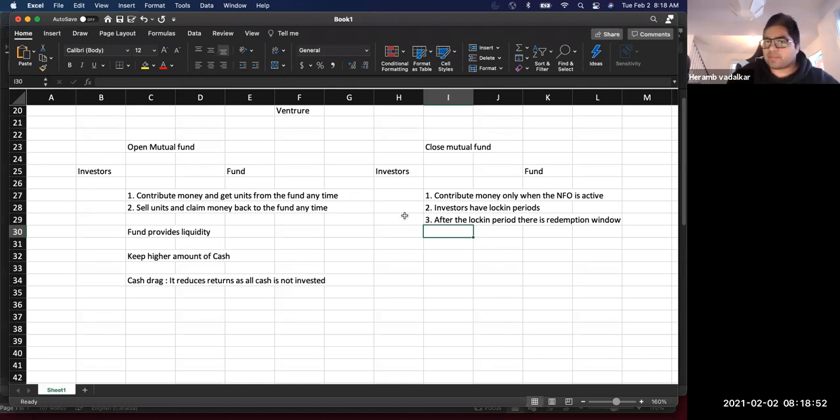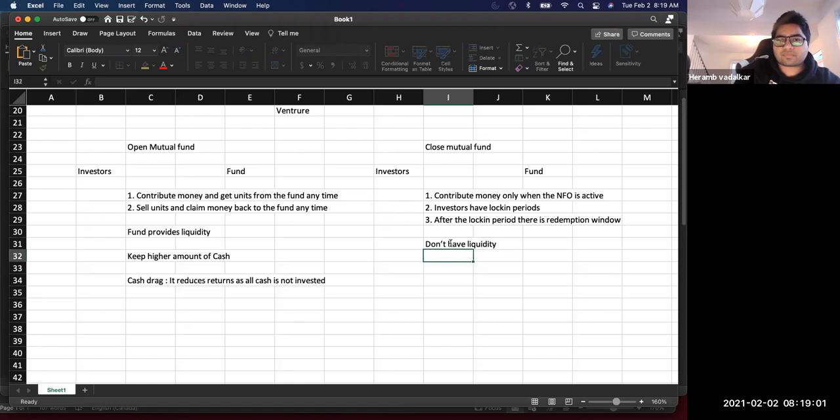Now, there is a big problem in close-ended mutual funds: they don't have liquidity, because you have a lock-in period. You can invest only during a window, and you can redeem only during a window. Outside those windows, you cannot redeem your money. So that reduces the liquidity. They don't have liquidity as compared to open mutual funds.